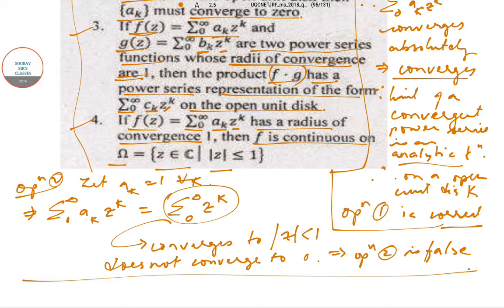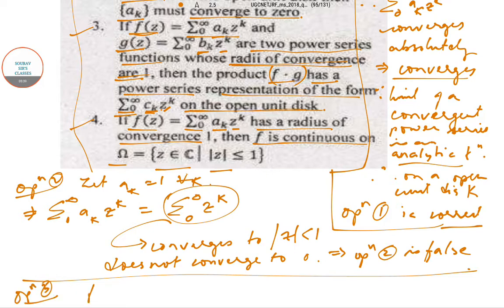Then the product f dot g has a power series representation of the form summation 0 to infinity c_k into z to the power k on the open unit disk. So let's proceed with this question. We have already found out that these kinds of functions are analytic. If f is a power series function of this format, then f is analytic. So therefore let's proceed with option 3.